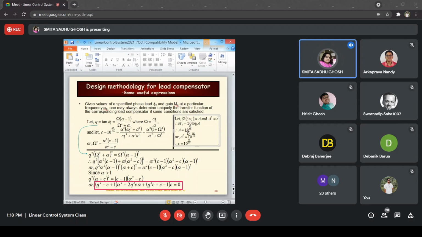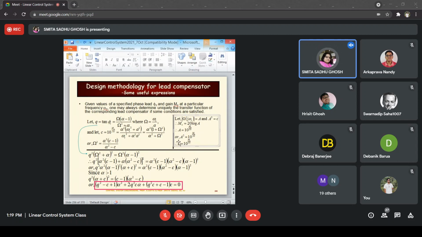So A is equal to 10 to the power of MC by 20, which I've put over here. MC, the magnitude, is the magnitude we've put over here as A, but this is not in decibels, so we convert that to decibels, and that is going to be equal to MC. So from there, A is equal to 10 to the power of MC by 20. If we square both the left hand side and the right hand side, A square is equal to 10 to the power of MC by 10. That means A square is C. So C is equal to 10 to the power of MC by 10.